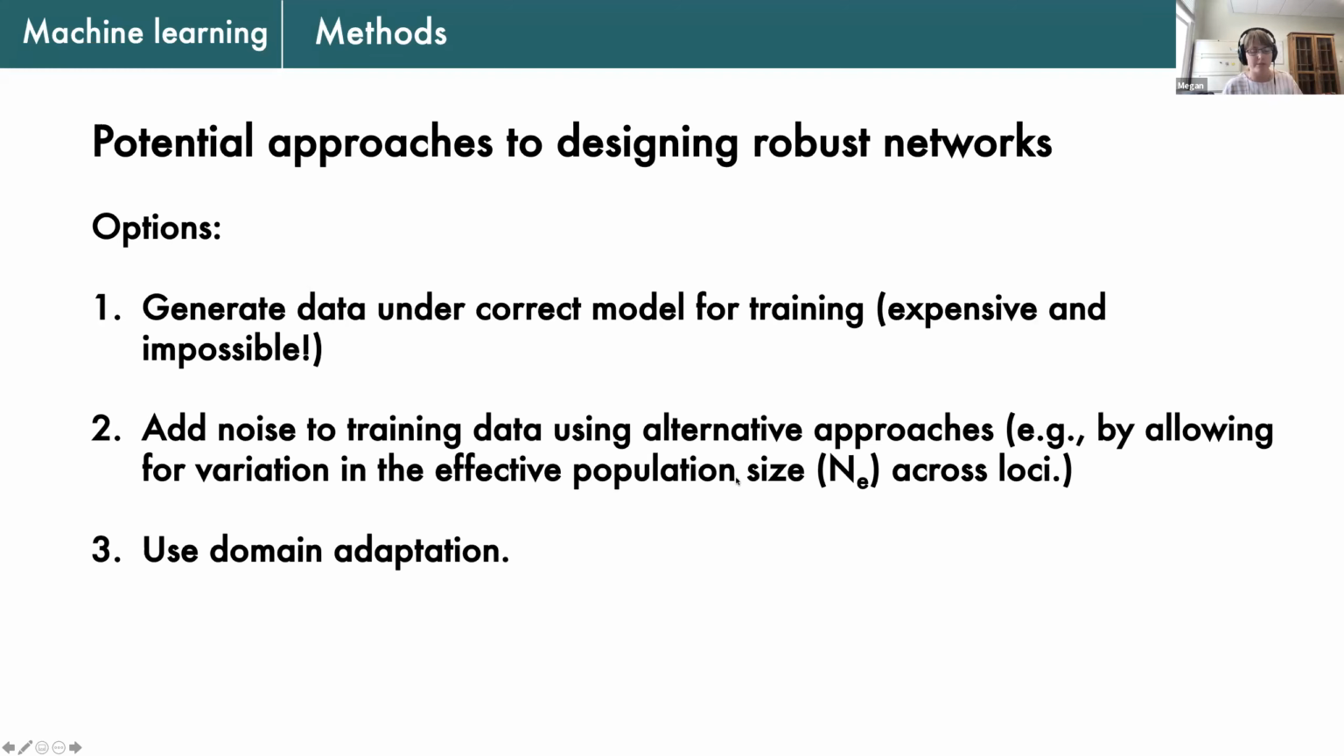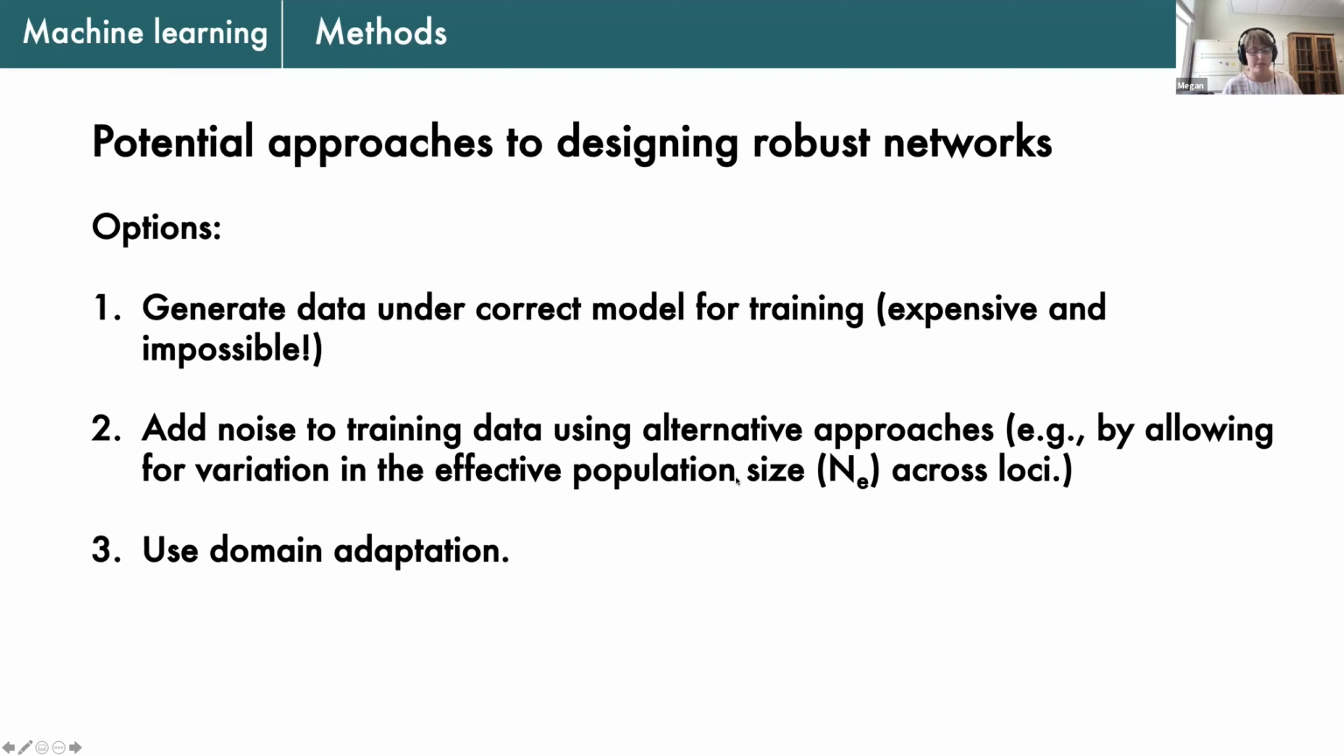And then finally, the third approach is to use something called domain adaptation. Domain adaptation aims to train a network that will work well in the presence of domain shifts, which is exactly what we'd like to have. And so here I'm just showing a bare bones layout of a network.